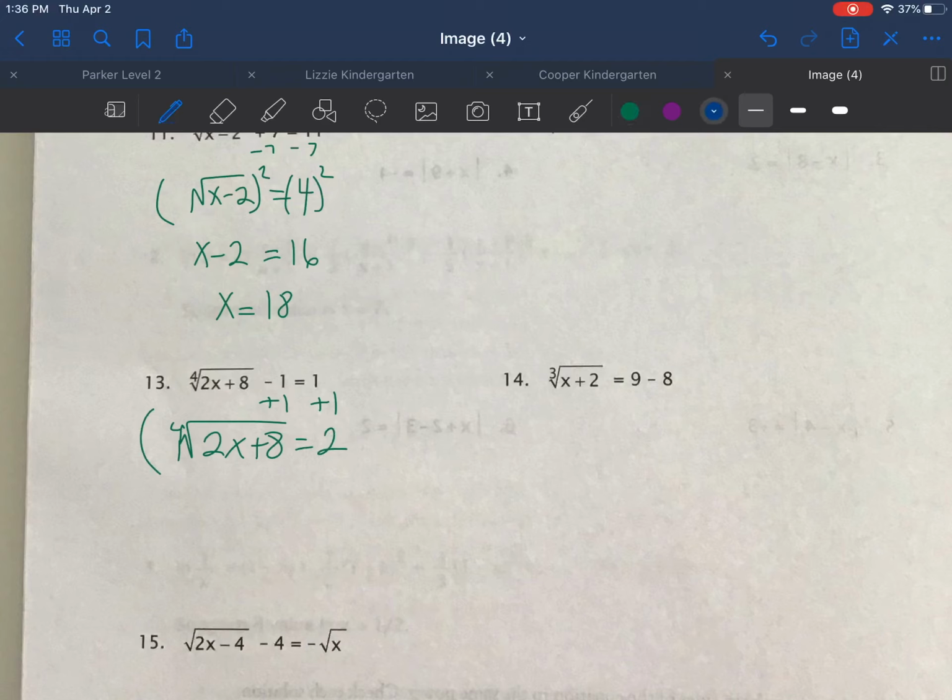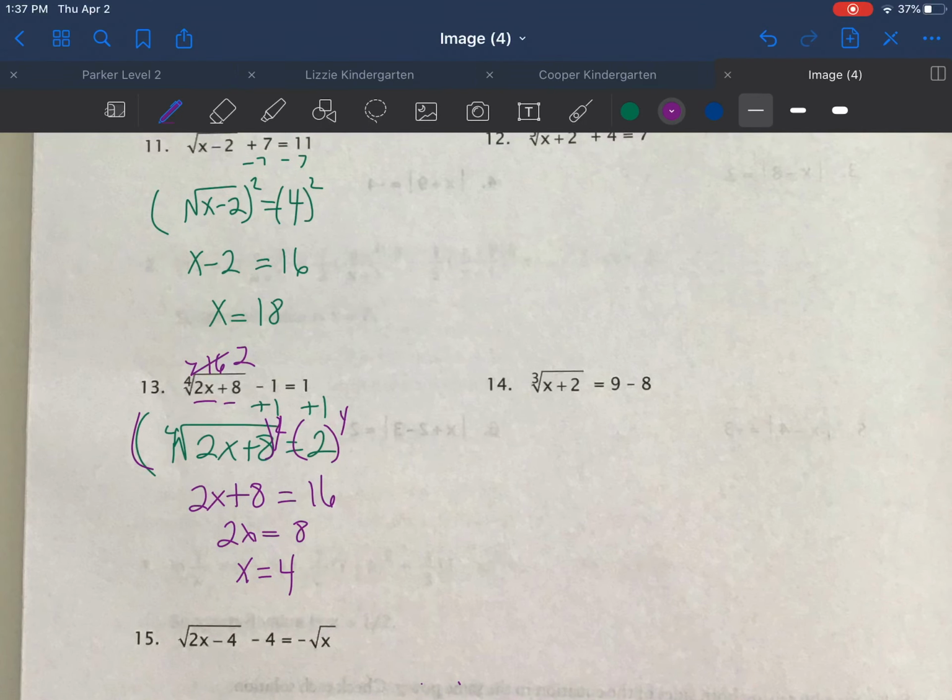We're going to raise, let's go purple, we're going to raise both sides to the 4th power. So that leaves us with 2x plus 8 equals 2 to the 4th power, which is 16, because 2 times 2 is 4, times 2 is 8, times 2 is 16. Biggest thing on these is to make sure you're raising it to a power, not just multiplying. So then 2x equals 8, and x is equal to 4. If we check ourselves, 2 times 4 is 8, plus 8 is 16. The 4th root of 16 is 2. 2 minus 1 is 1.